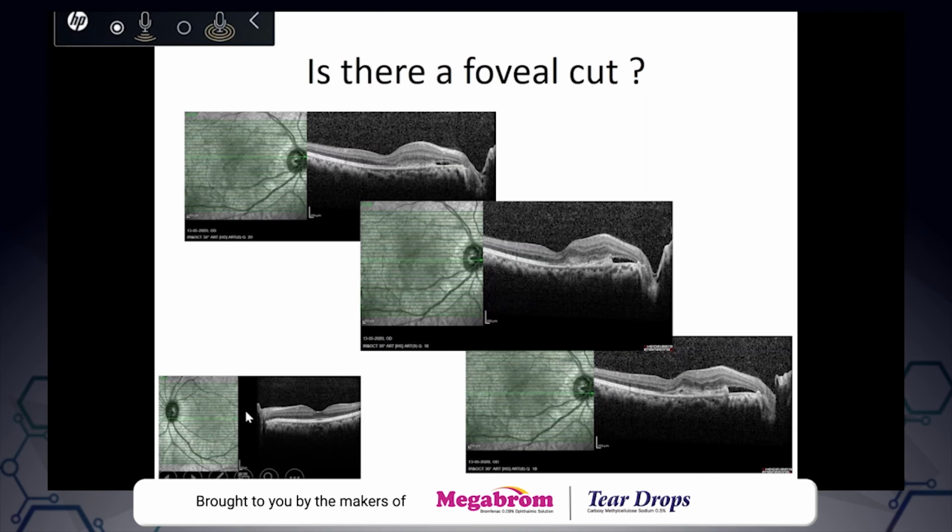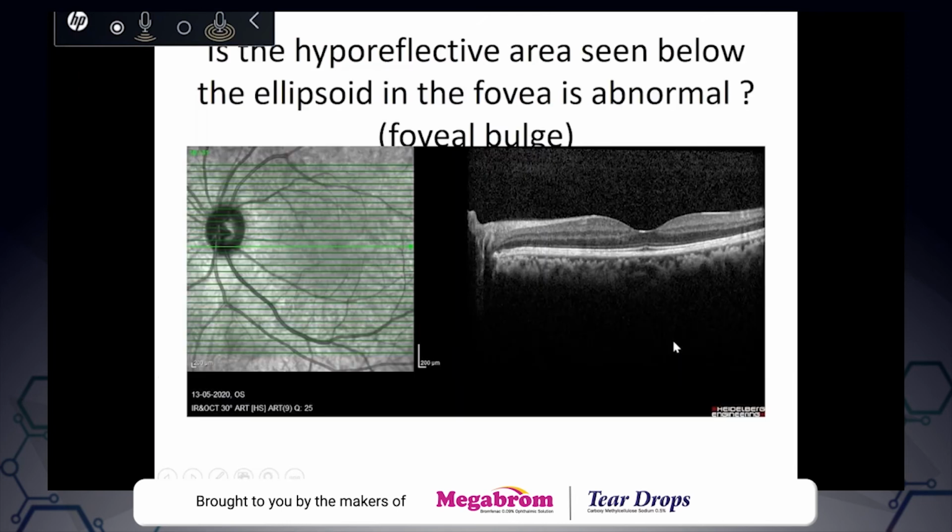Similarly, when you come a little down, you see the outer plexiform layer is continuous over the fovea, and here again it is continuous. So it is not a fovea. You can tell this is a fovea. These are not the foveal cuts.